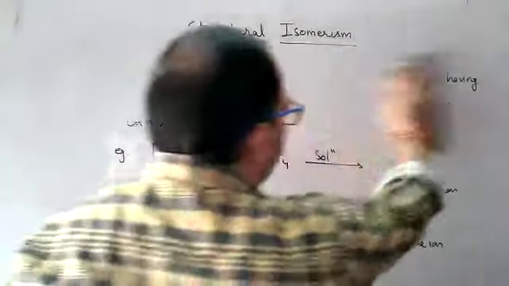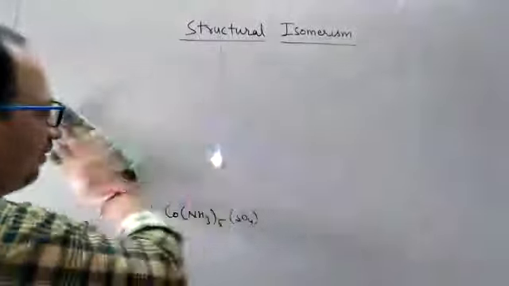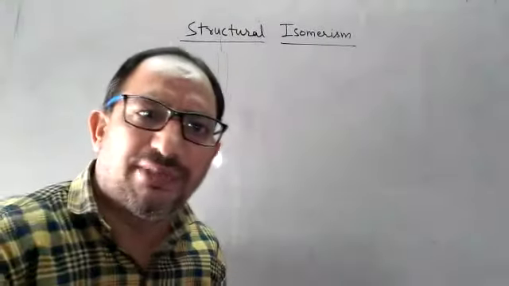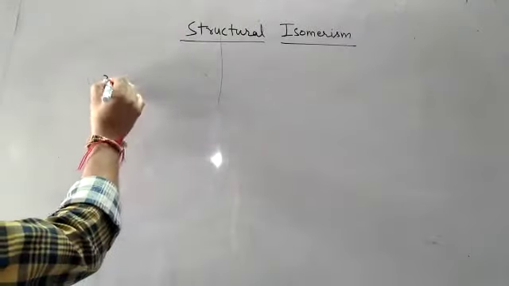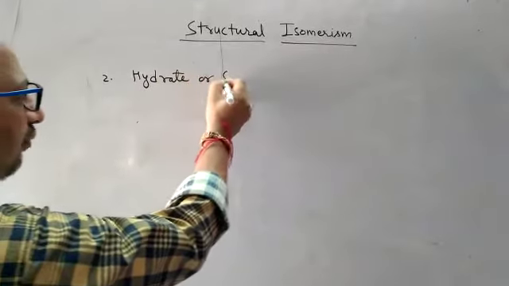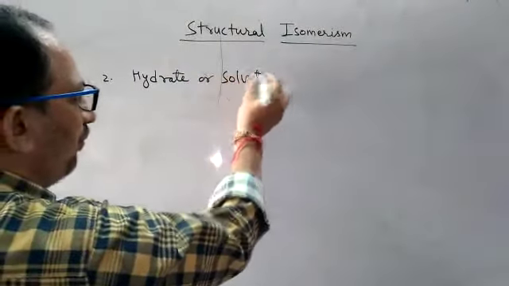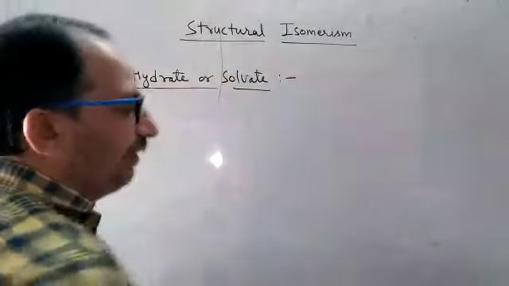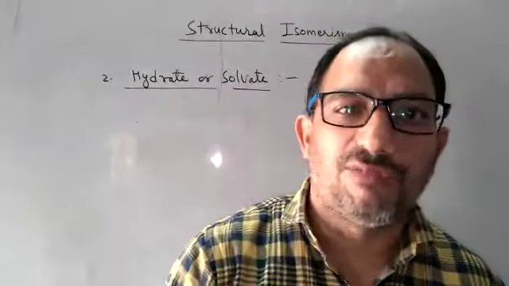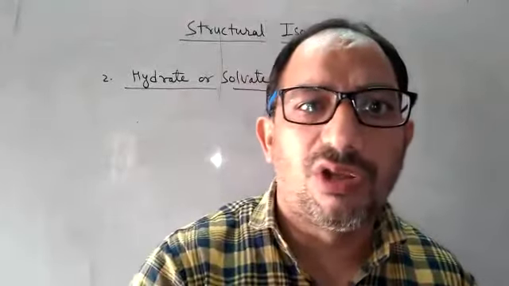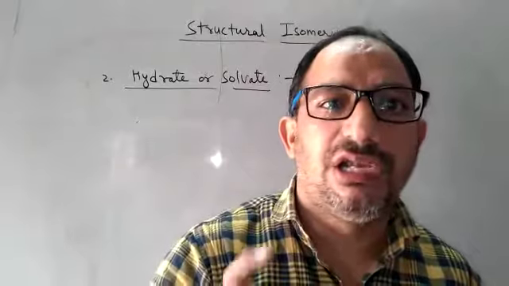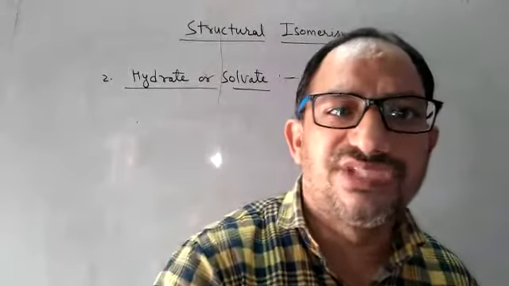Now see, the second type. Very simple examples and a very simple concept. You will understand it by the name itself. The second is hydrate or solvate isomerism. Hydrate means water. These are compounds having the same molecular formula but a different number of water molecules acting as ligands. That is, they differ in the number of water molecules which behave as ligands.